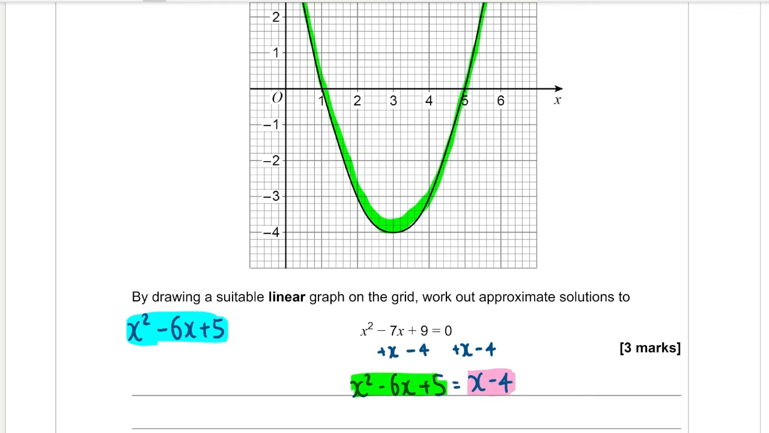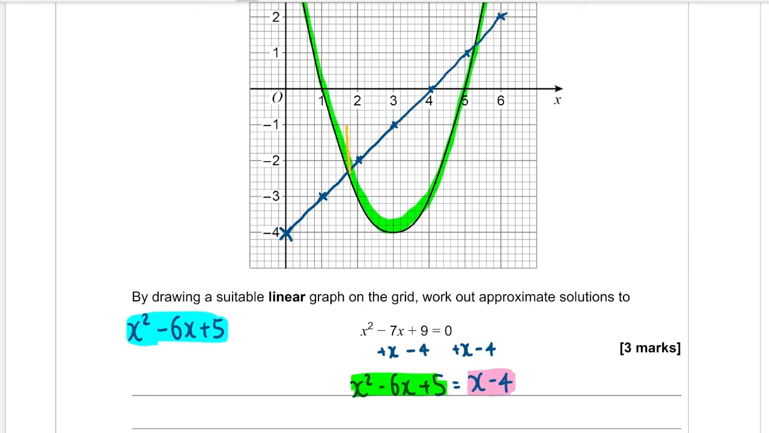So I'll need to plot the graph of x minus 4, which is going to go through the axis at minus 4, and it's going to have a gradient of 1. So it's going to go up 1 and 1 all the way up. So I'll draw a straight line through there, and then I will look to see what the x coordinates are of these intersections.